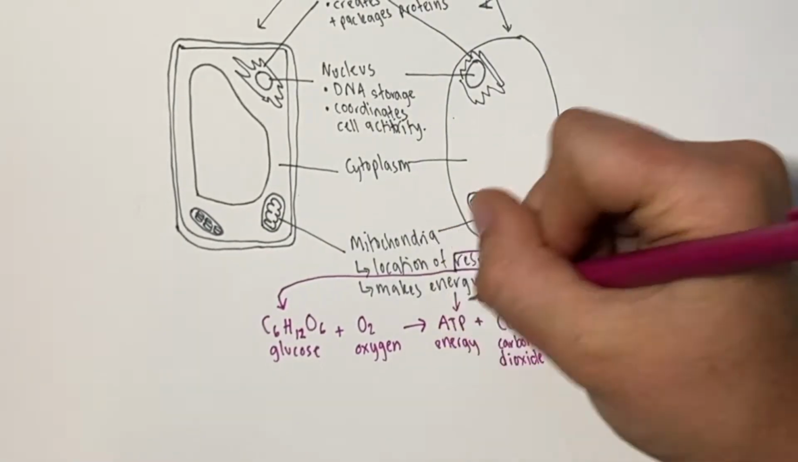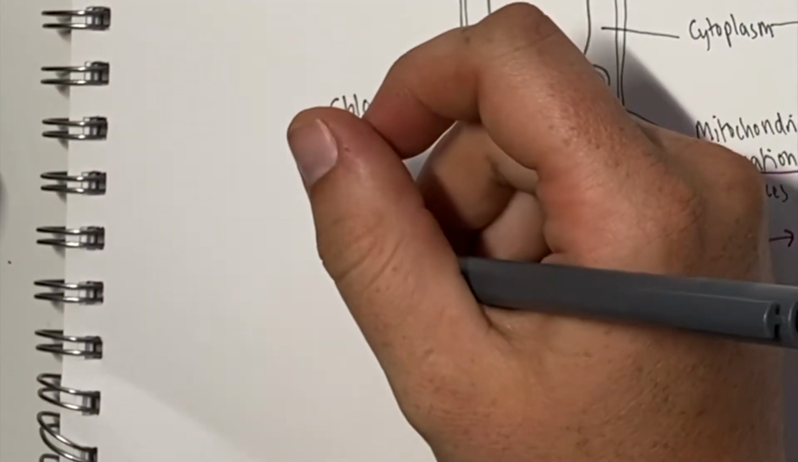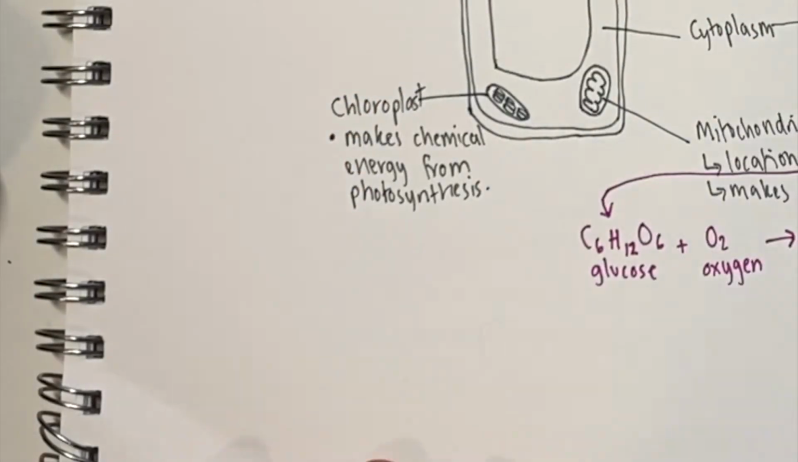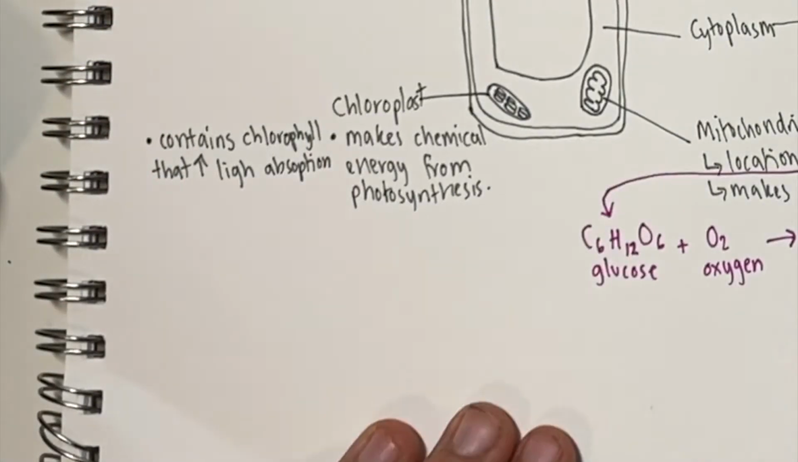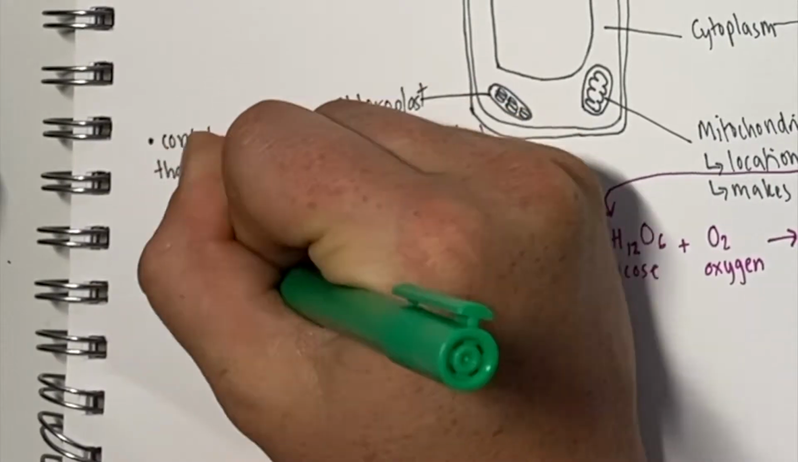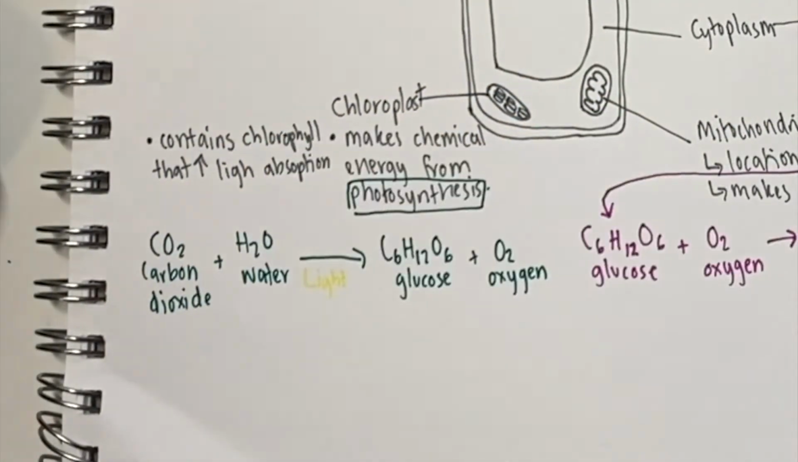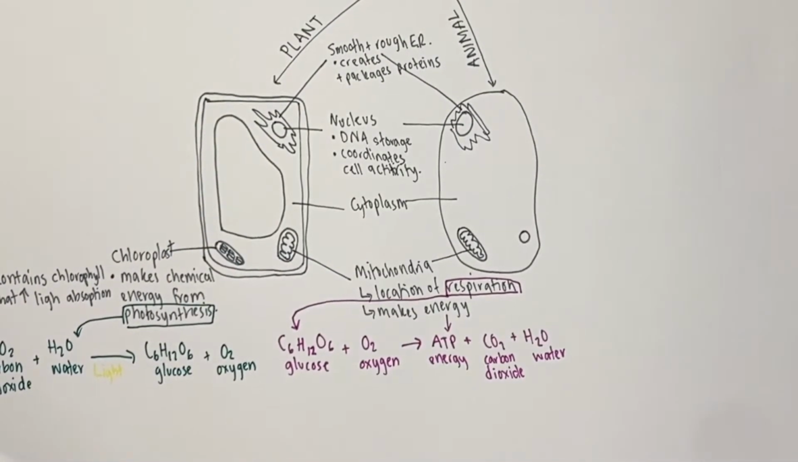Next, we're going to look at the chloroplast. The chloroplast is found uniquely in autotrophic cells, and it uses light reactions of photosynthesis to create chemical energy. Recall that the word equation is carbon dioxide plus water, in the presence of light, produces glucose and oxygen. There are 4 more steps that we can review at another time.